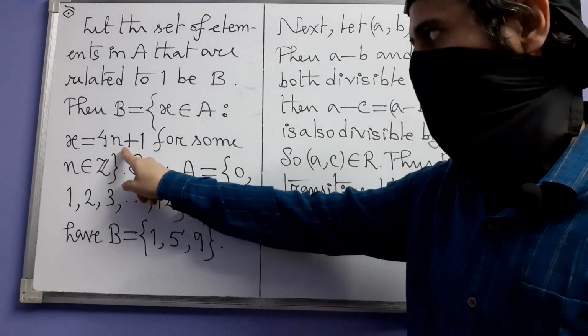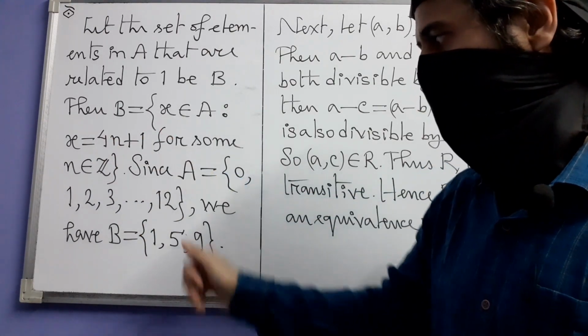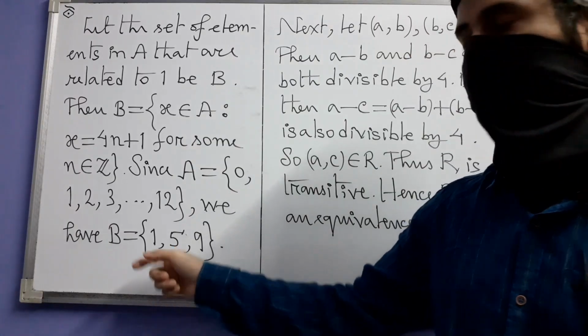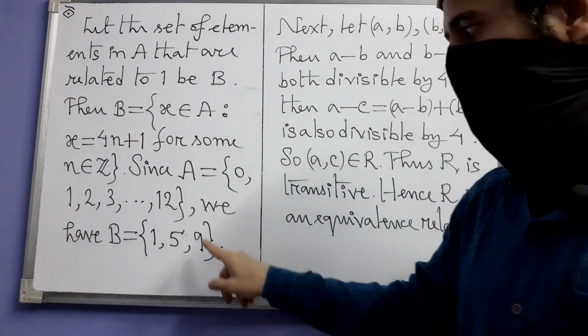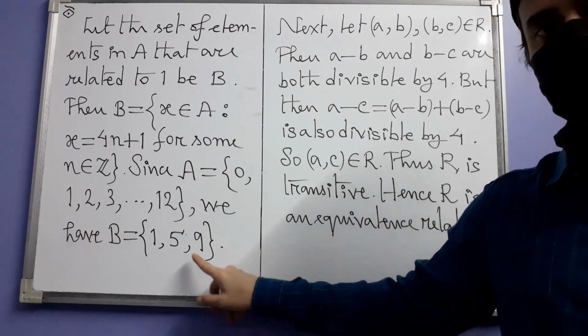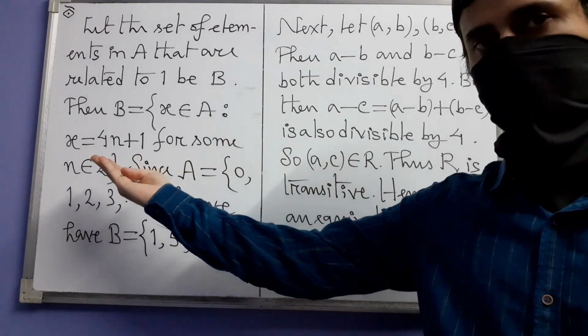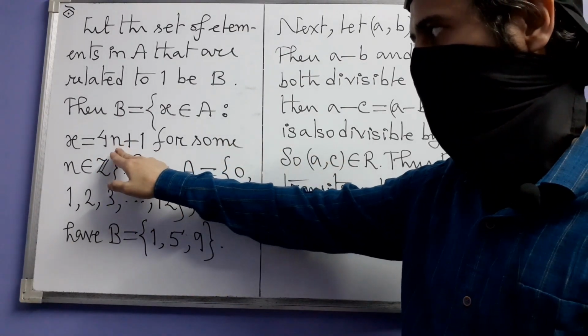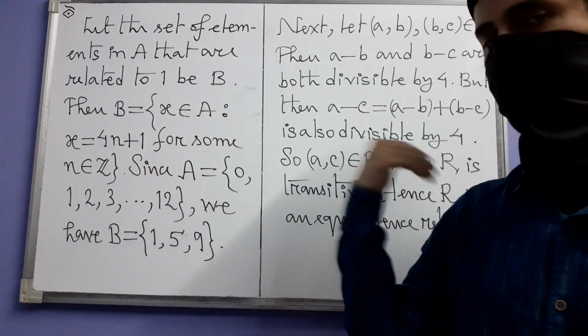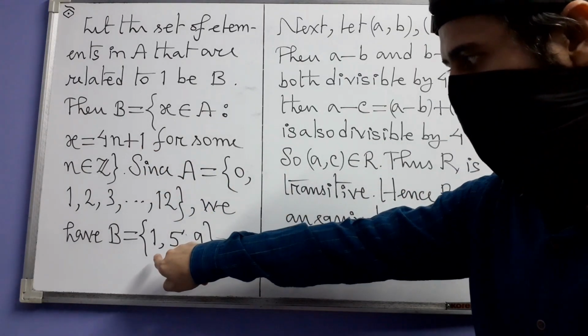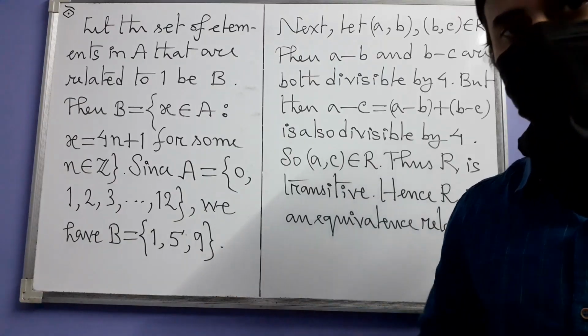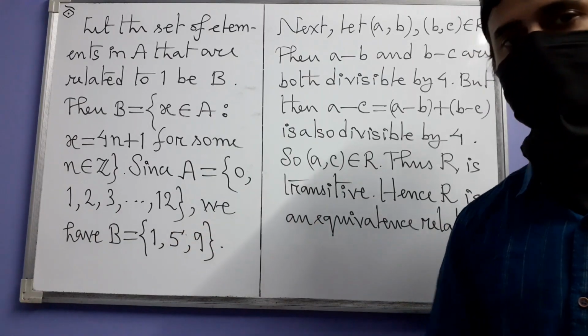If you put n equal to 1, then you get 4 plus 1, so that way you get 5. If you put n equal to 2, you get 9. There are other integers of this form as well. But if you put n equal to 3, you are getting 13. So you go outside this set. So these are the only elements in this set that are related to 1. So this is the set.